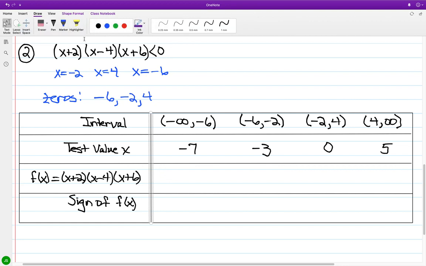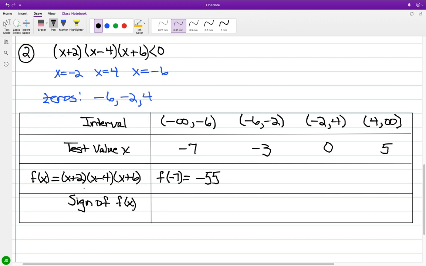Okay, now looking at each of the outputs, we're not stressing the exact value so much, but in the case of the inputs, f of -7. So -7 plus 2 is -5. -7 minus 4 is going to be -11. So -5 times -11 is going to be, in this case, positive 55. And then we have times -1. So f of -7 will become -55.